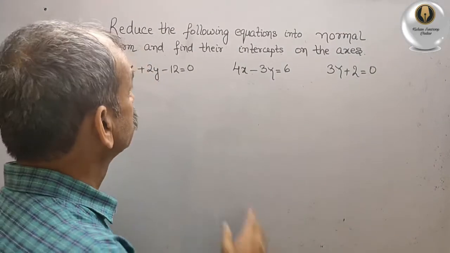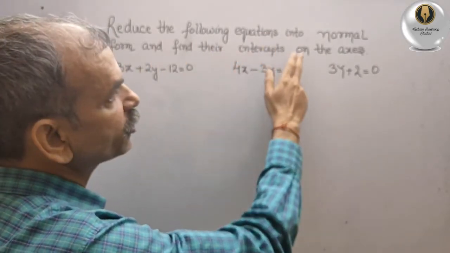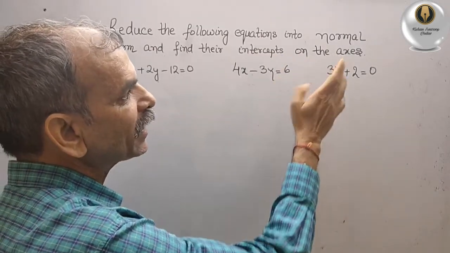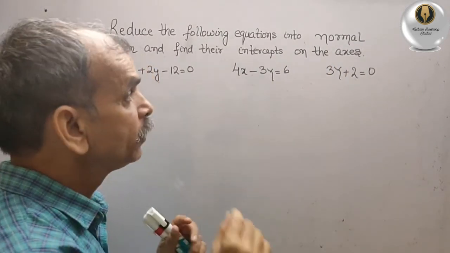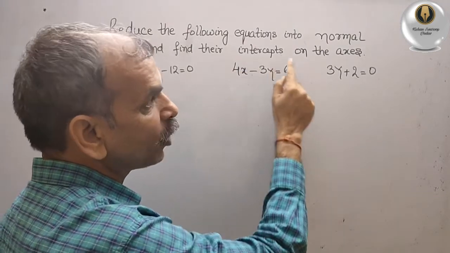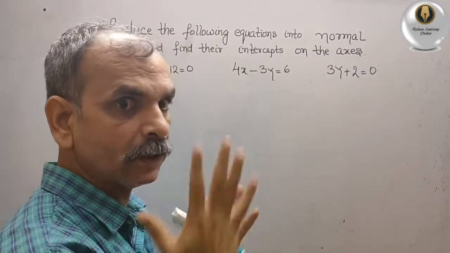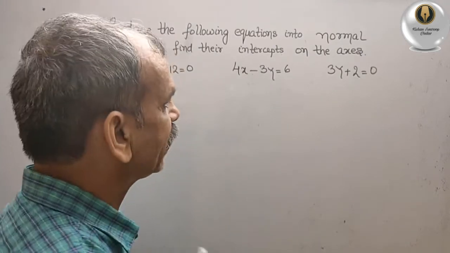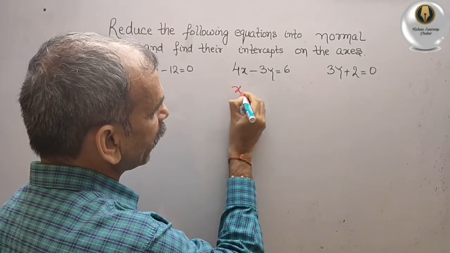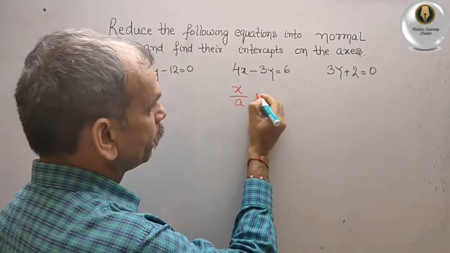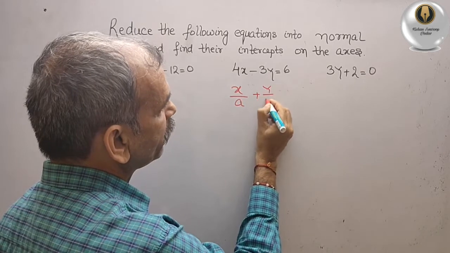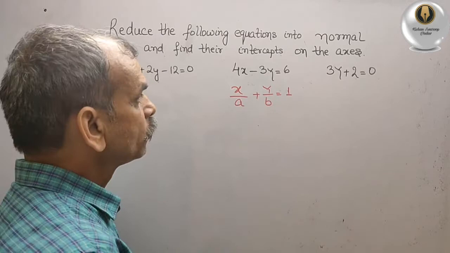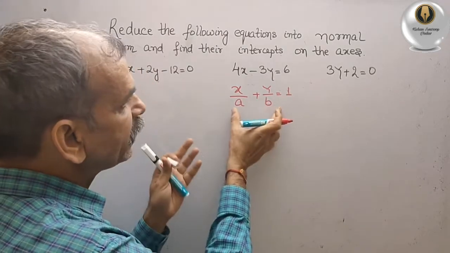Your question is, reduce the following equations into normal form and find their intercepts on the axis. Now understand this. What he told, intercepts on axis, that means plural, x and y. So we have a formula. What is that? That is x by a plus y by b, that is equal to 1. Now we have to write all this in this form.